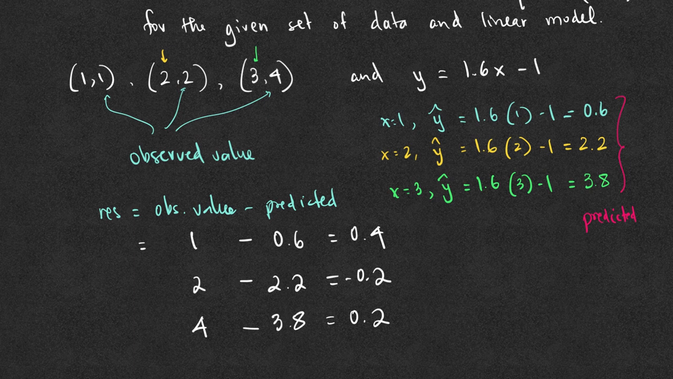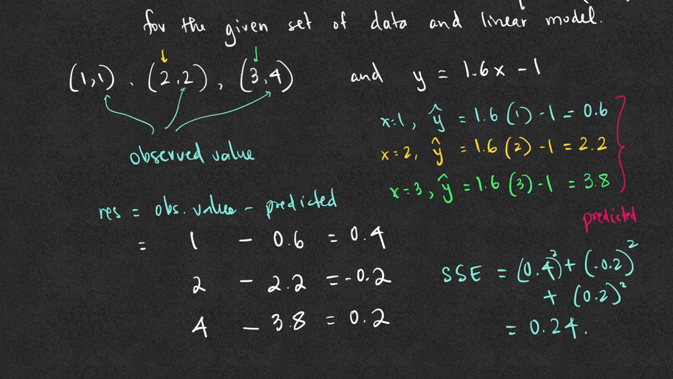To compute the sum of squares, or SSE, we simply take each of the residuals, square them, and then add those squares. In this case, the first residual is 0.4, we square it, plus the second residual is negative 0.2, we take the quantity and square this, and the third residual is 0.2, we square this. No need to use the parentheses if the number is positive. We compute that this is 0.24.